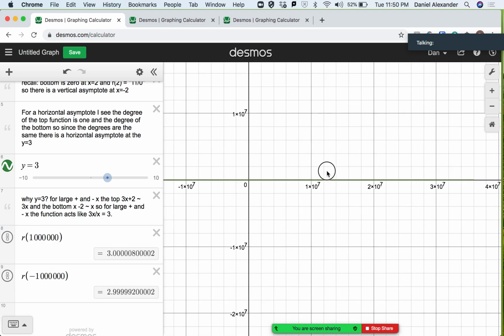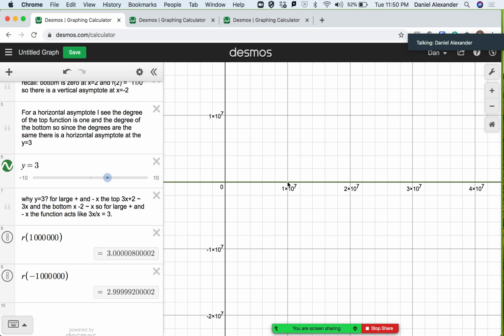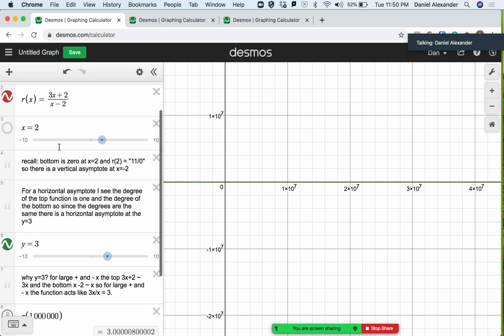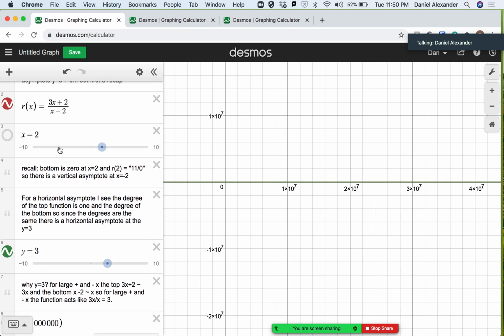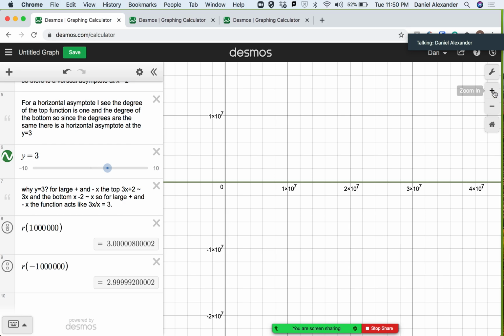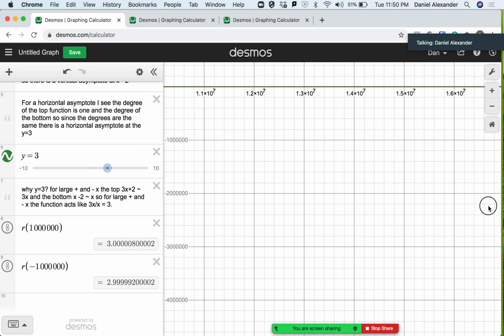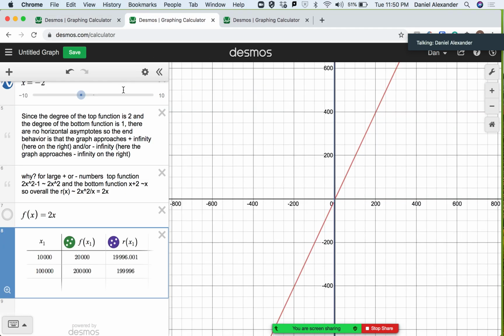Again, if you look here, you can see that the graph of y equals 3 is pretty much the same as the graph of r of x, which is in orange. I don't know how helpful it was to do that. But anyway, okay, so next example.